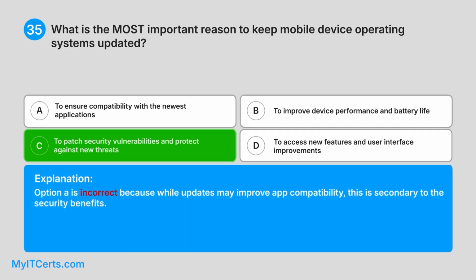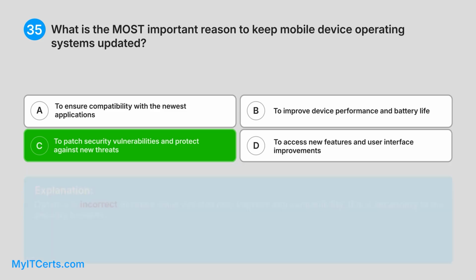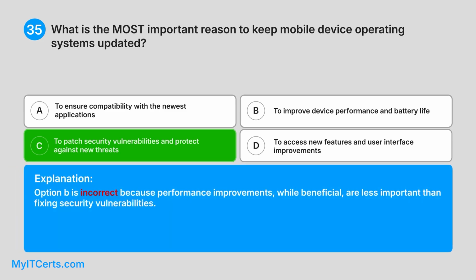Option A, to ensure compatibility with the newest applications, is incorrect because while updates may improve app compatibility, this is secondary to the security benefits. Option B, to improve device performance and battery life, is incorrect because performance improvements, while beneficial, are less important than fixing security vulnerabilities. Option D, to access new features and user interface improvements, is incorrect because new features and UI improvements are convenience benefits rather than critical security necessities.